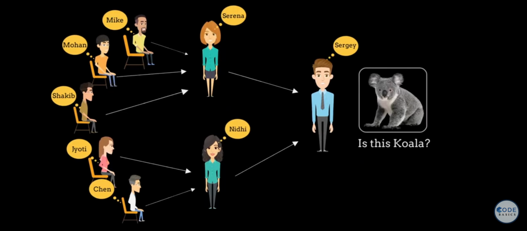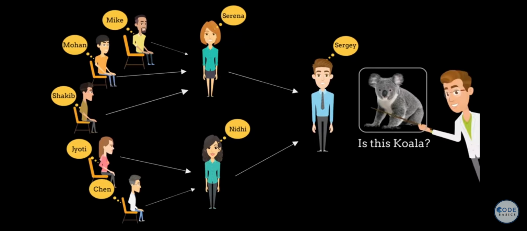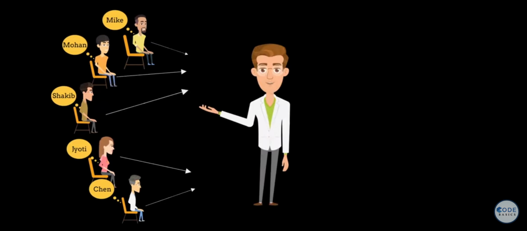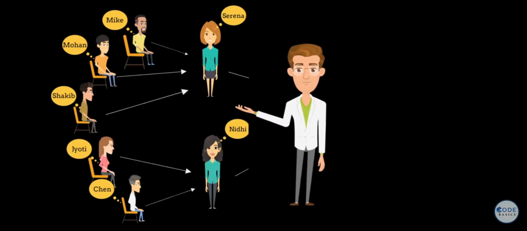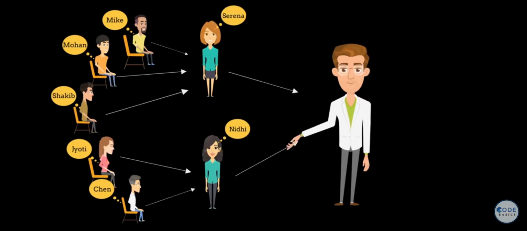So now this group is doing this awesome teamwork and telling you whether the given image is a koala's image or not. This is nothing but a neural network. Each individual person here is an individual neuron, and they are working on a specific subtask, and they pass the result of their subtask to the next group.